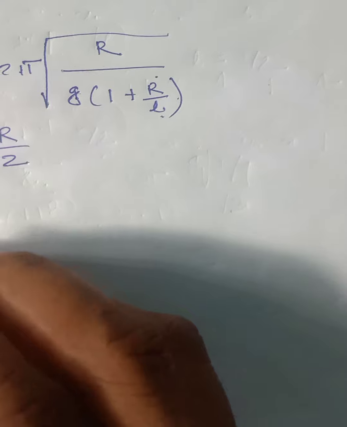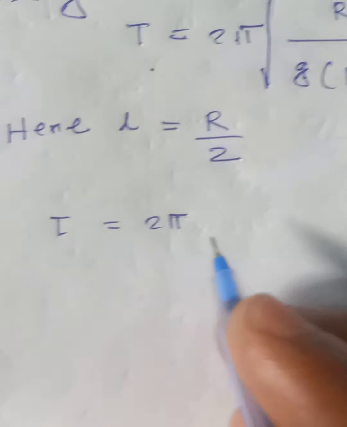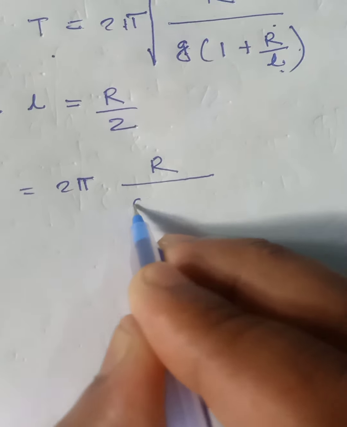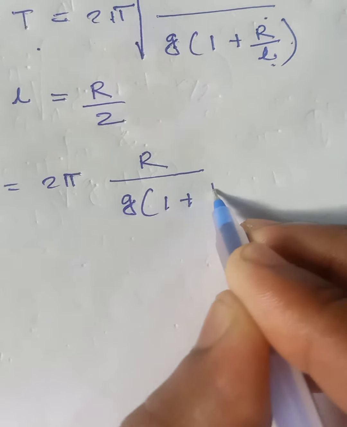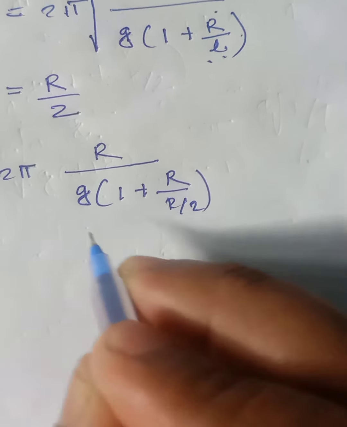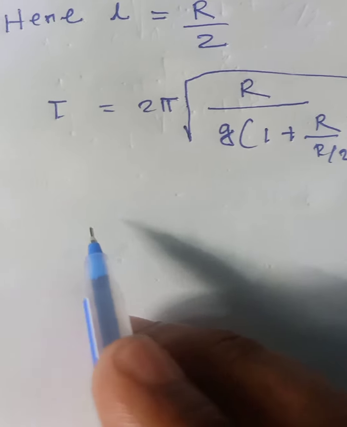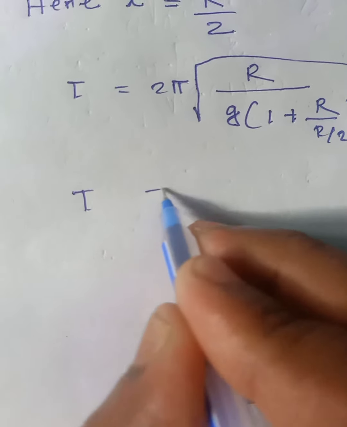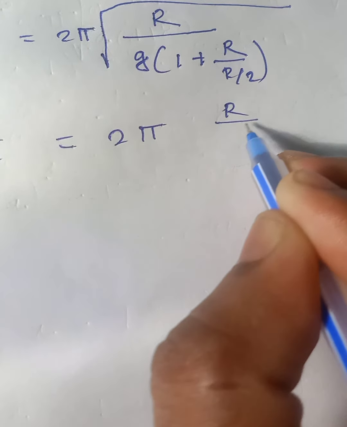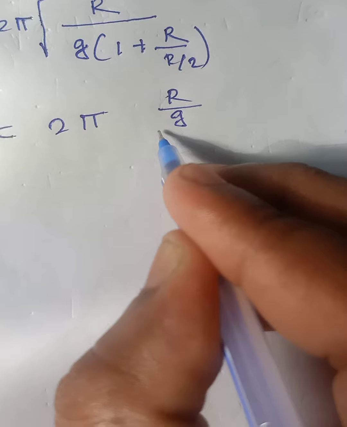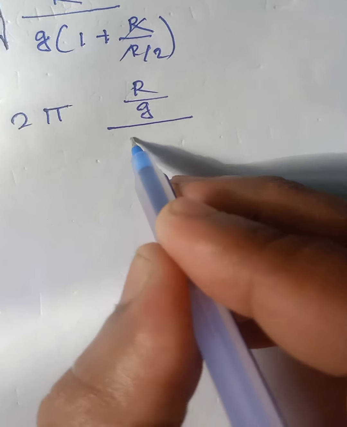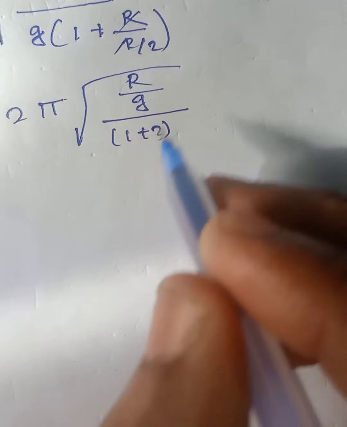So time period T is equal to 2π root of R divided by G times 1 plus R. The value of L is R by 2, over root. So now time period equals 2π root of R by G divided by, so R will cancel, so that is 1 plus 2 whole root.